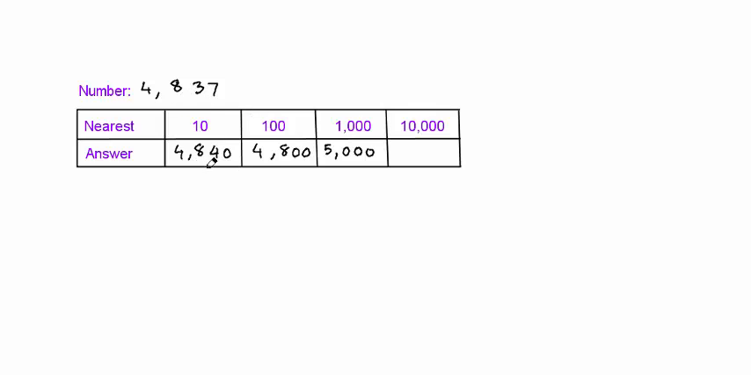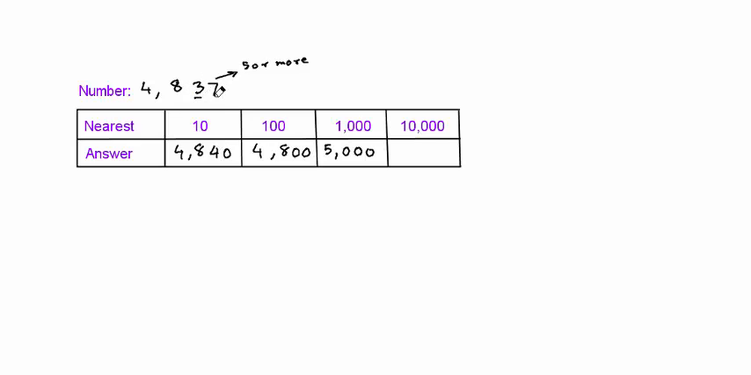So let's review the steps of rounding. If you want to round a number to its nearest 10, look at the tens digit. On this number we have a 3. Now everything before that digit remains unchanged. So we have a 4 and an 8. Now depending on the digit after it, if it's 5 or more, let me write that down, if this is 5 or more, you round this digit to the next higher digit. In this case, this is 7, so the 3 changes to a 4.